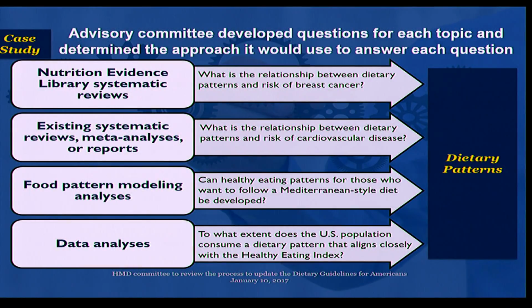So as Dr. Millen and we have presented on before too, the advisory committee then develops questions for each topic and determines the approach it would use to answer each question. Again, those are the four methodologies there on the left, and the arrows indicate an example question that was used for each of the different methodologies, and it related to dietary patterns. And then the advisory committee took that collective evidence from all of the different questions to inform their recommendations around dietary patterns. And so now I'm going to turn it over to my colleague, Dr. Julie O'Baggy, who will walk through that specific example of dietary patterns and risk of breast cancer.